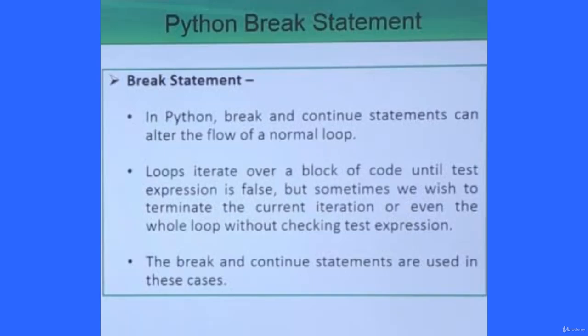Loops iterate over a block of code until the test expression is false. So until the test expression is false, the loop will go on executing. But sometimes we wish to terminate the current iteration or even the whole loop without checking the test expression. If I want to come out from the loop construct even if the test expression is true, I can go for the break statement. The break and continue statements are used whenever you are trying to alter the flow of control in a loop body.